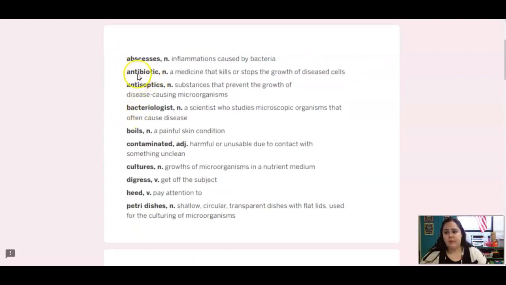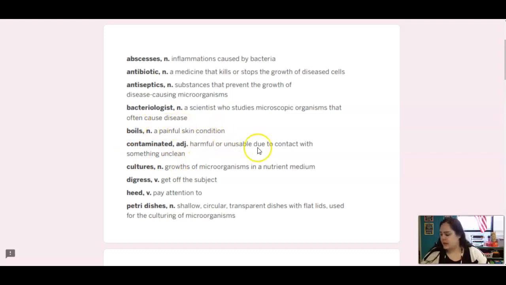So here is your vocab. Abscesses are inflammations caused by bacteria. An antibiotic is a medicine that kills or stops the growth of diseased cells. Antiseptics are substances that prevent the growth of disease-causing microorganisms. Bacteriologist is a scientist who studies microscopic organisms.